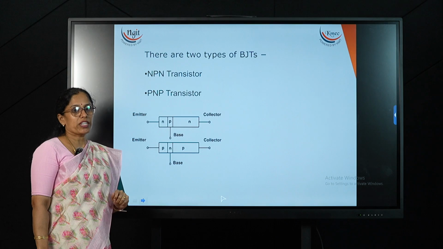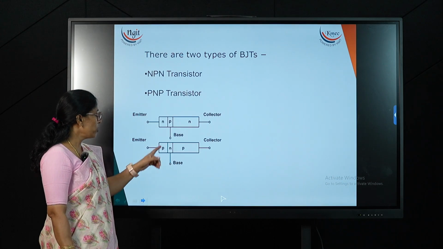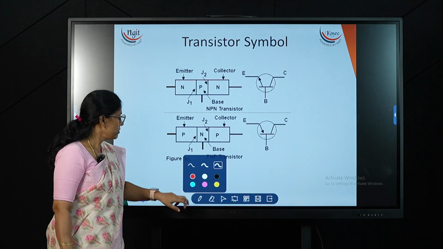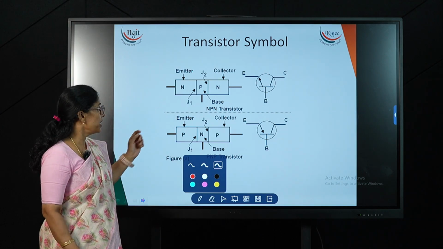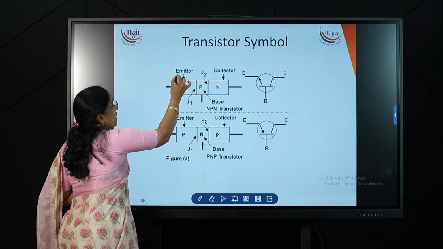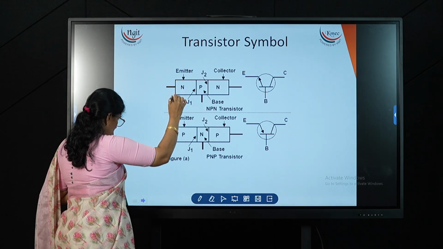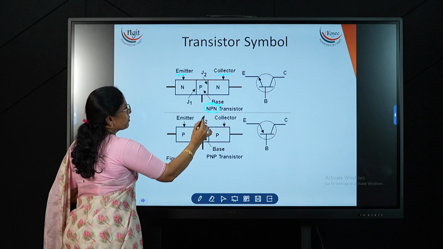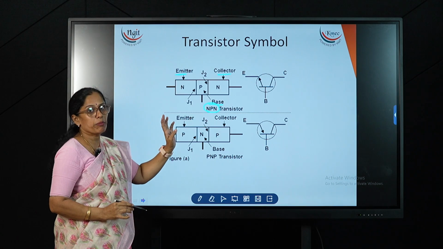Now there are two types of transistors. One is a PNP transistor and another one is an NPN transistor. Here you can see the diagram. This is the symbol for the transistor. I already said that it is a three-terminal device. Those are emitter, base, collector, and here also this is the NPN transistor, meaning a P material is sandwiched by two N materials, which is called the NPN transistor.